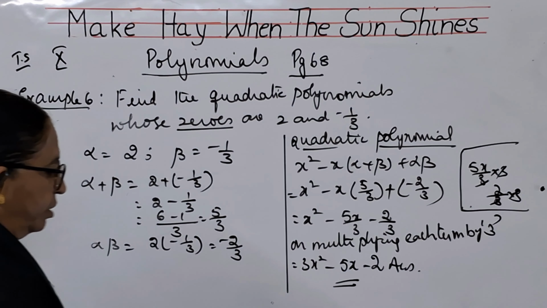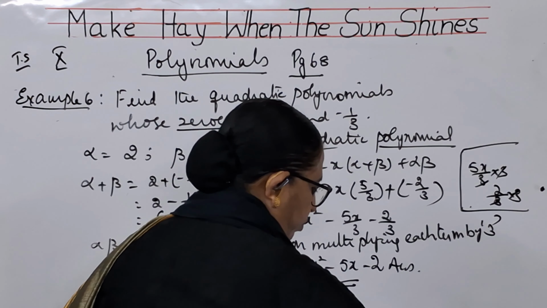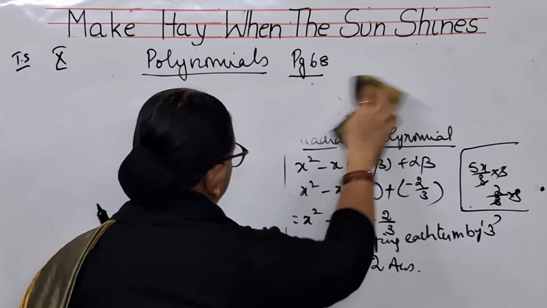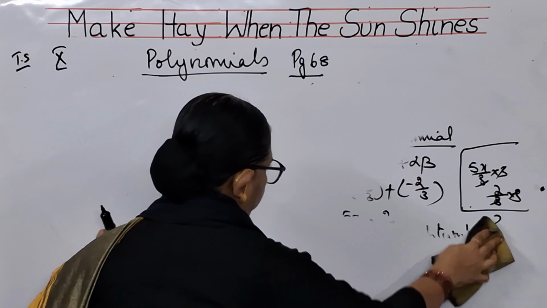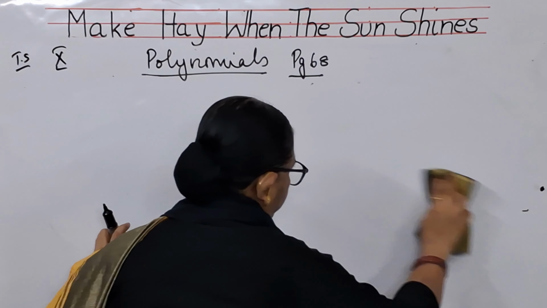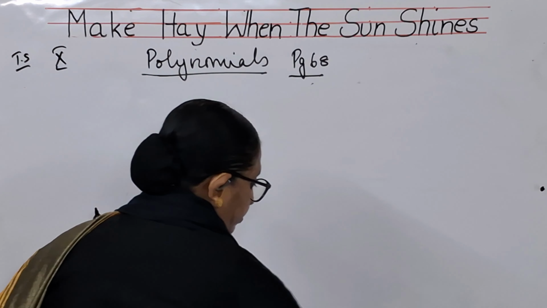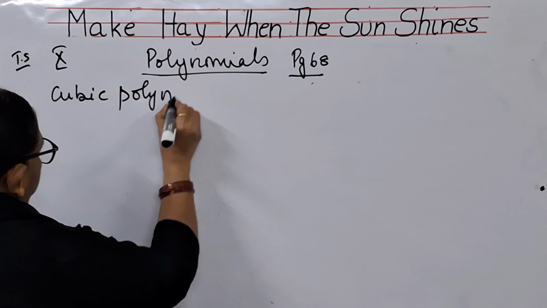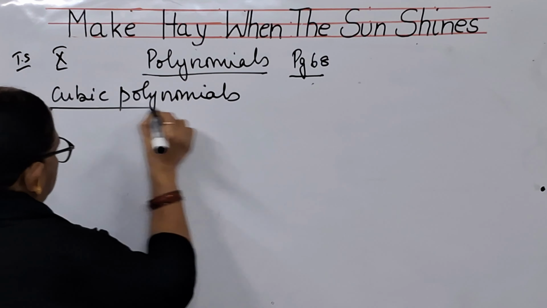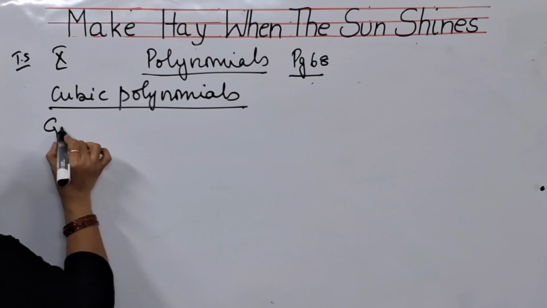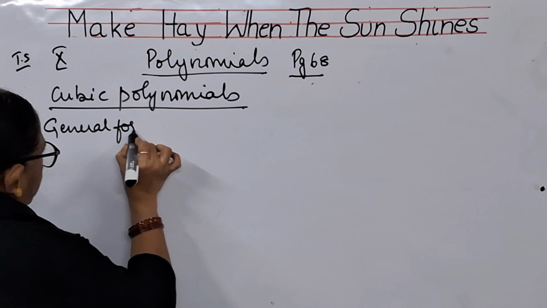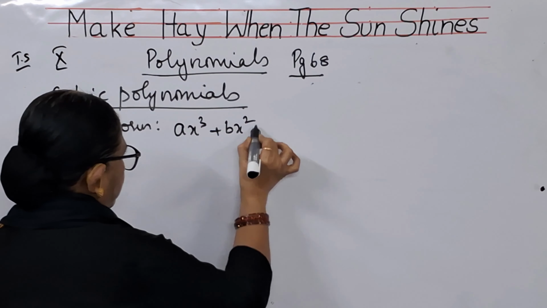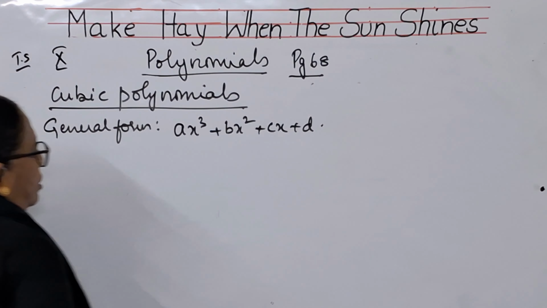Now, with this, the quadratic polynomials we have completed. Now, we are going to talk about cubic polynomials. What are cubic polynomials? What is the general form? The general form of cubic polynomial is ax cube plus bx square plus cx plus d.